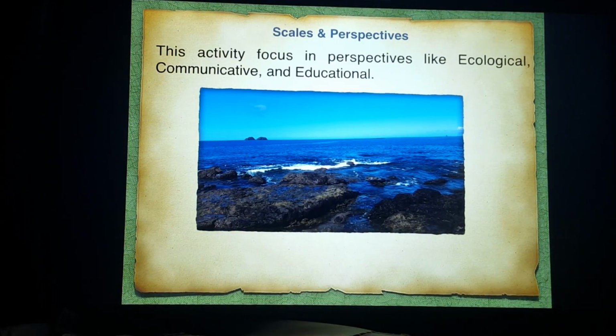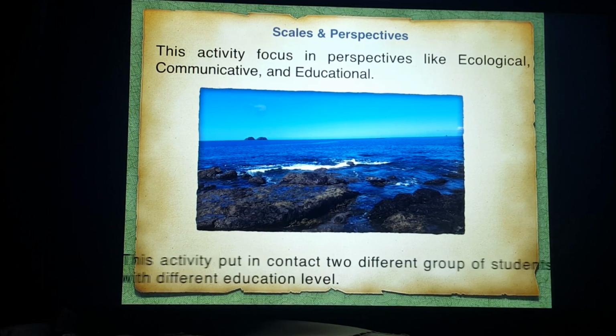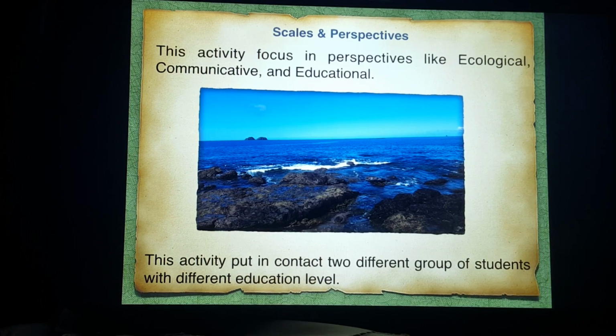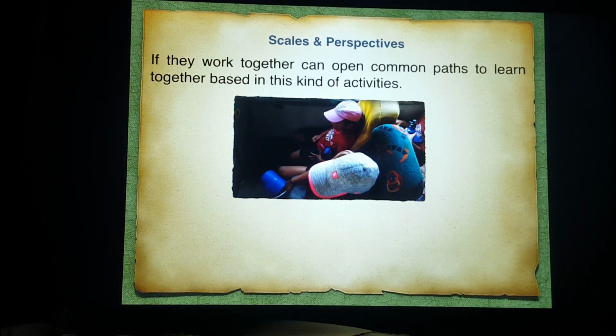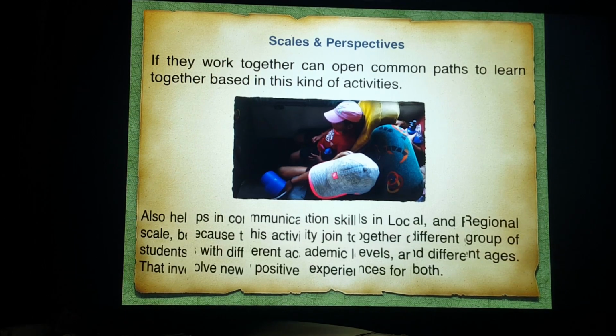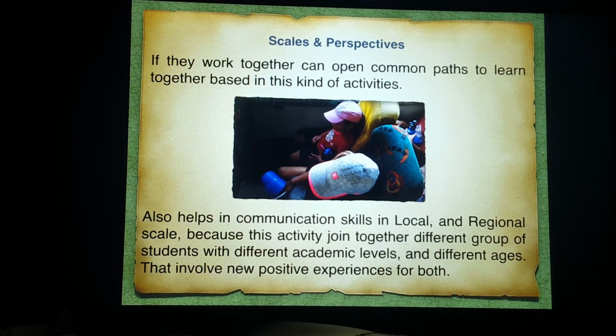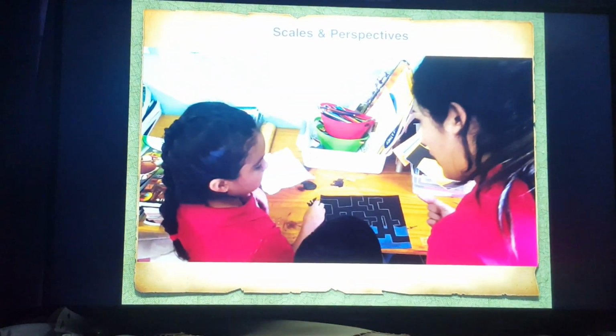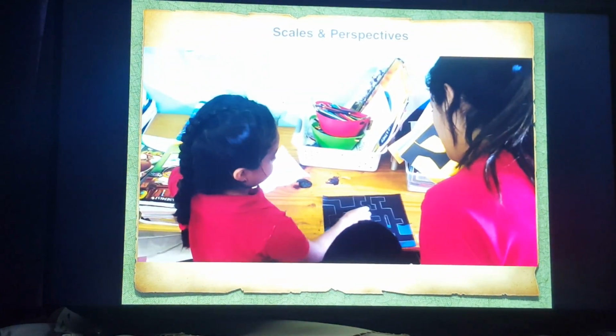Scales and perspectives. This activity focuses on perspectives like ecological, communicative, and educational. This activity put in contact two different groups of students with different education levels. If they work together, they can open common paths to learn together based on this kind of activities. It also helps communication skills on local and regional scale, because this activity joins together different groups of students with different academic levels and different ages, which involves new positive experiences for both. This game is an example of that.